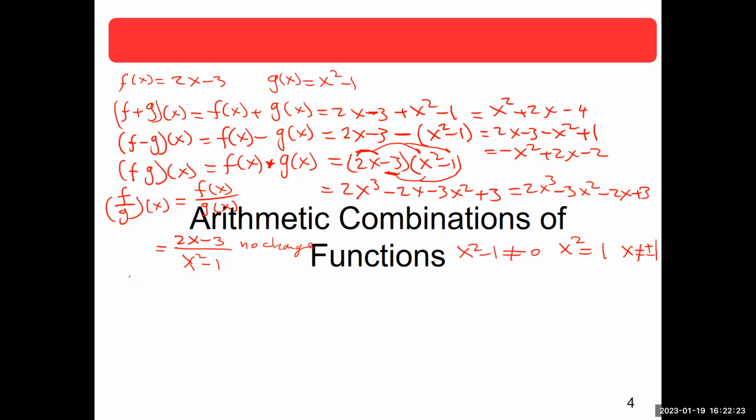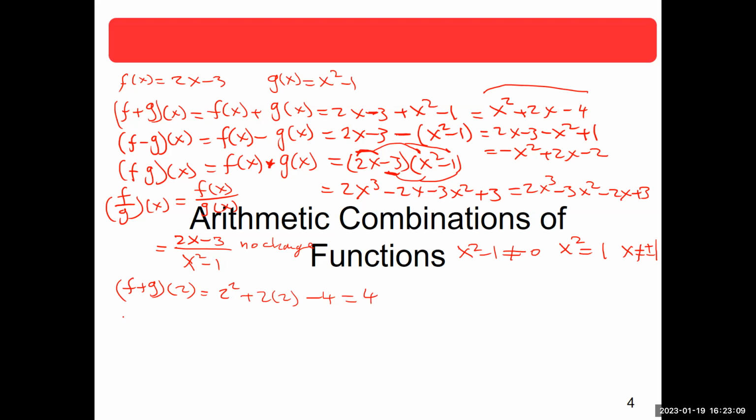Now, if I say f plus g of 2, what does that mean? After you add those two functions, evaluate at x equals 2. We already found the answer over here. So what I have to do is say 2 squared plus 2 multiplied by 2 minus 4 equals 4, and 4 is gone. The answer is 4. That's it. Done. All you have to do is plug in.